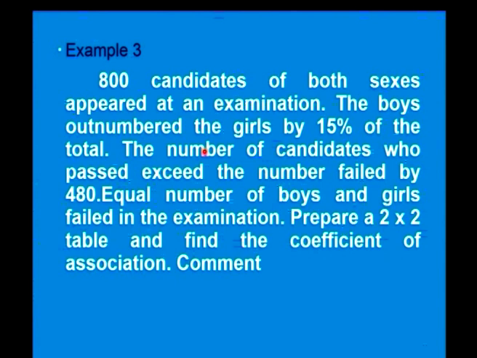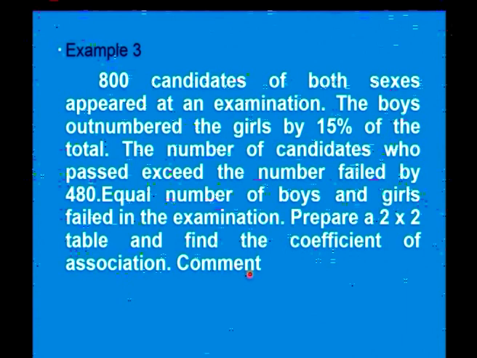Okay. The boys outnumbered the girls by 15% of the total. The number of candidates who passed exceeds the number who failed by 480. Equal number of boys and girls failed in the examination. Prepare a 2 cross 2 table and find the coefficient of association. Also we have to comment on the result.